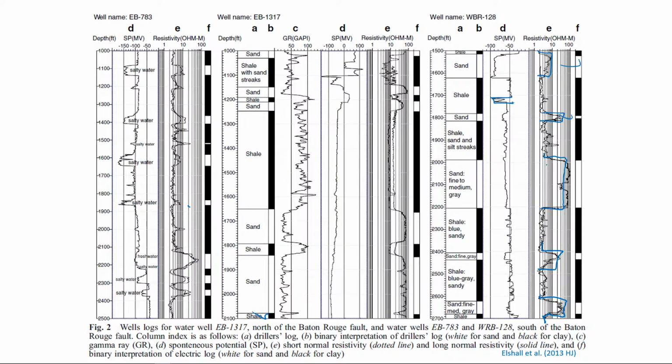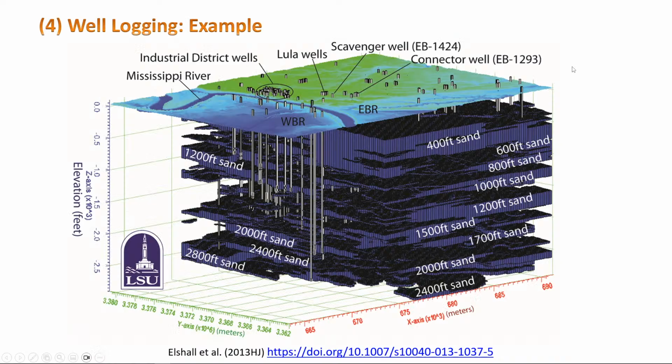Yeah, so you digitize these things, and you define, for example, if you got less than 100, or less than 20 ohm meters, you define this as clay. And so this is sand, this is sand, and this is sand. Okay, so what did we do with this data?